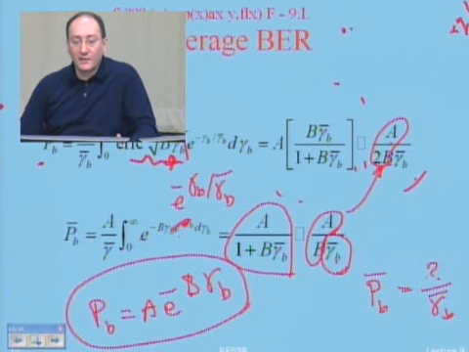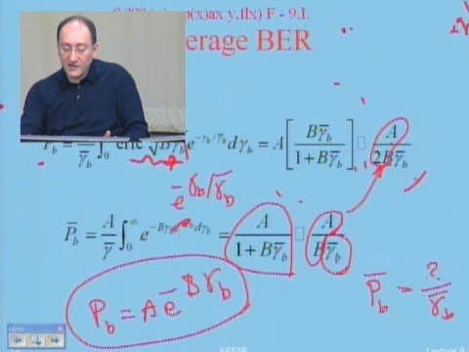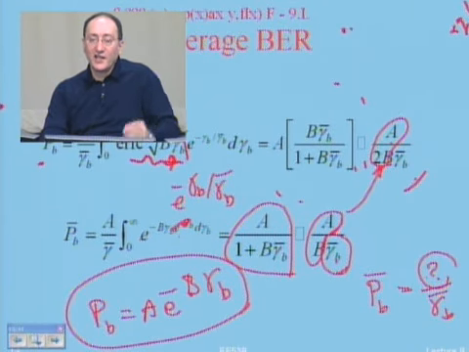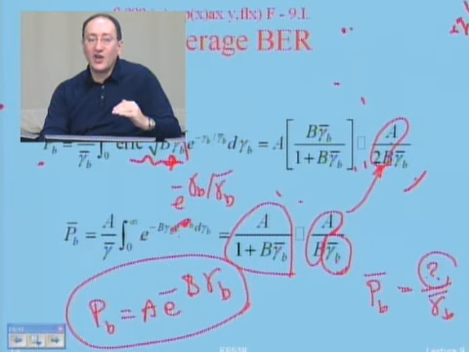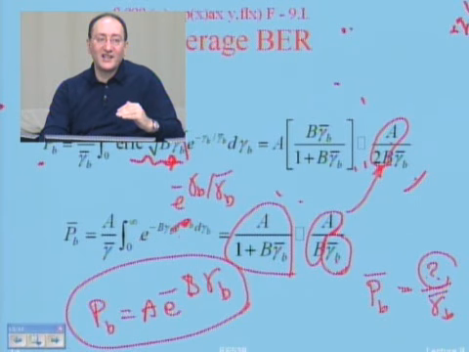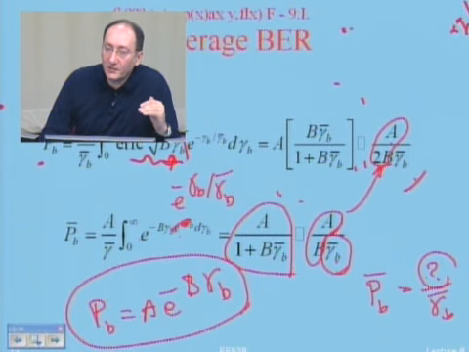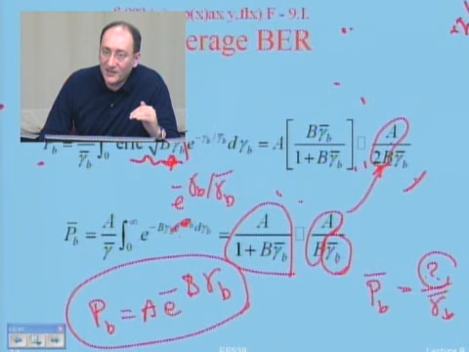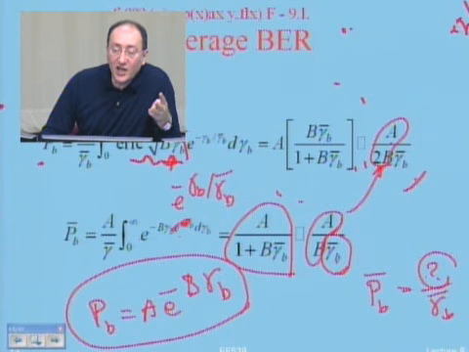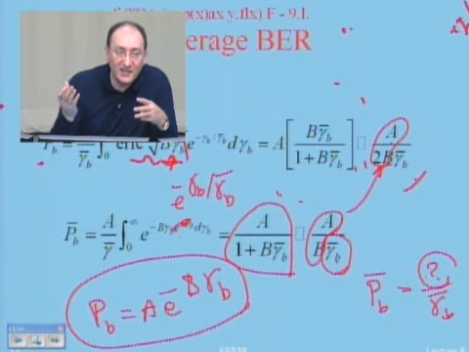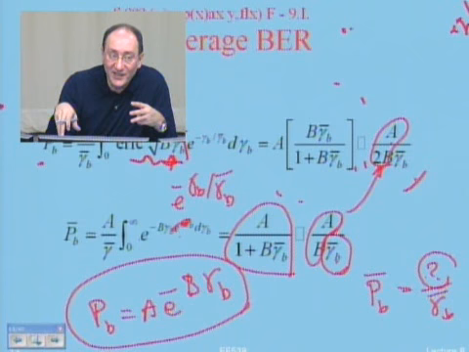So if I have a line and the slope of the line, let's say, is 1, okay? If I want to go from 10 to the minus 1 to 10 to the minus 2, I need how much? I need like 10 dB. If I want to go from 10 to the minus 2 to 10 to the minus 3, another 10 dB. You remember in those waterfall curves, with 3 dB, I was going from 10 to the minus 5 to 10 to the minus 3. In here, I need how much? 20 dB to do that.